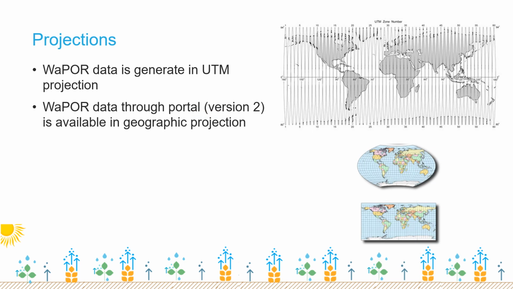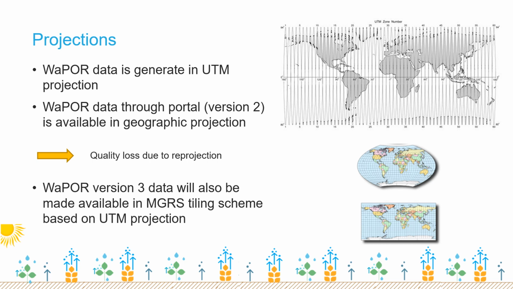WaPOR is generated in UTM projections. This is then uploaded to the WaPOR portal using a different projection, the geographic projection. There is therefore a loss of the quality of data due to the reprojection. From the WaPOR version 3 data, this will also be available in the MGRS tiling scheme based on the UTM projections. So users can access the WaPOR data in the projection it was generated without the loss of data due to the reprojection.